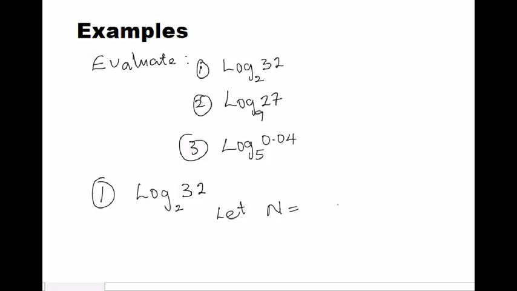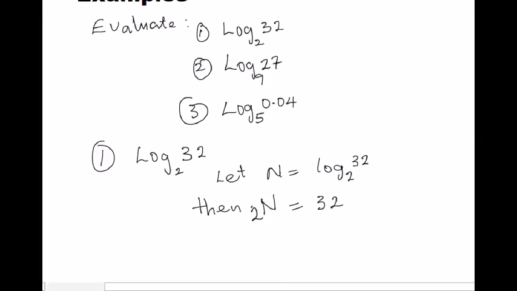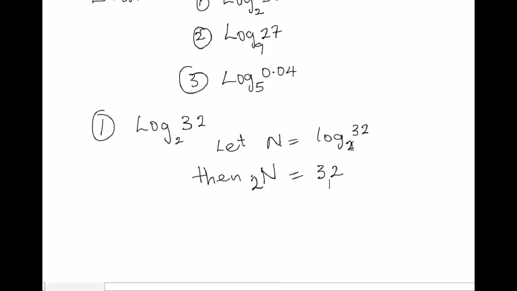Now let n equal log 32 base 2. So it will then be equal to n, 2 raised to power n. It will be 2 raised to power n equals 32. That is, these two as base, then raised to power n.